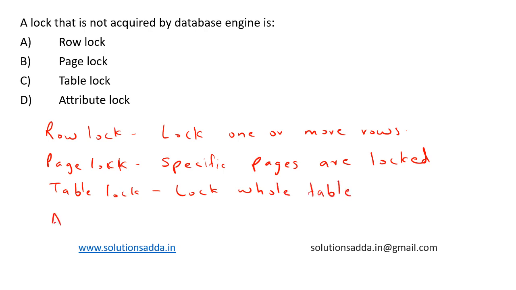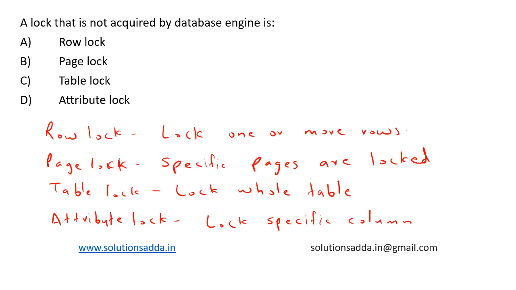Then we have an attribute lock. An attribute lock is a database lock that restricts access to a specific attribute within a table. It means that it locks a specific column. So these are the four locks.